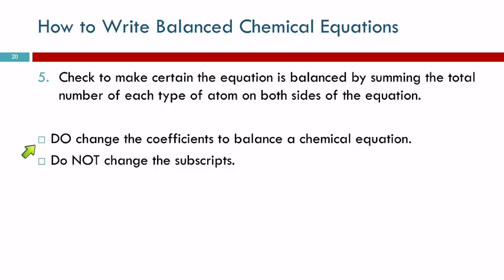So here's a thing to do and a thing not to do. Do change the coefficients to balance the chemical equation. Do not change the subscripts. H2O is the formula for water. You can't make it be H3O just because that makes the balancing of the equation simpler. You've changed the compound and you can't do that.